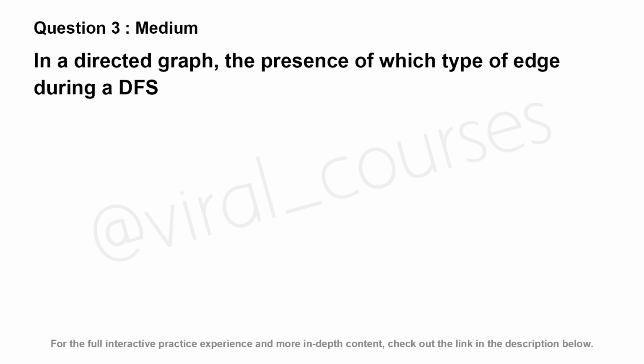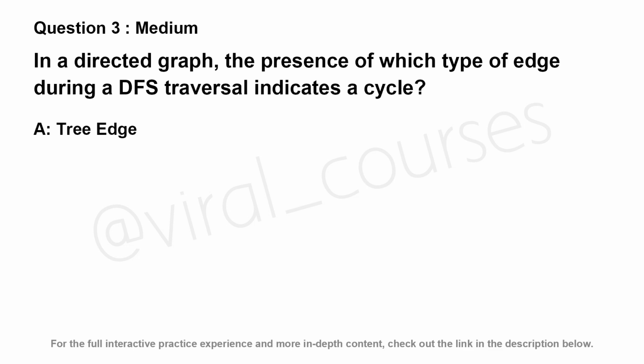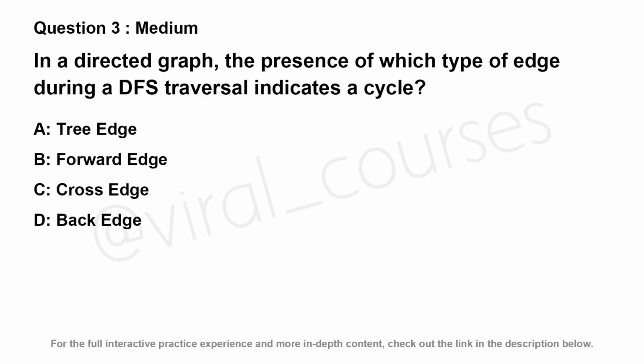In a directed graph, the presence of which type of edge during a DFS traversal indicates a cycle? Option A, tree edge. Option B, forward edge. Option C, cross edge. Option D, back edge.